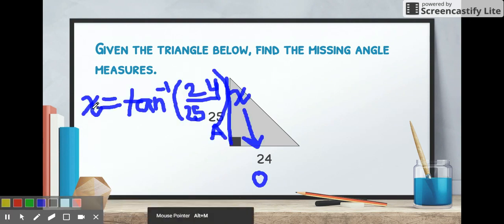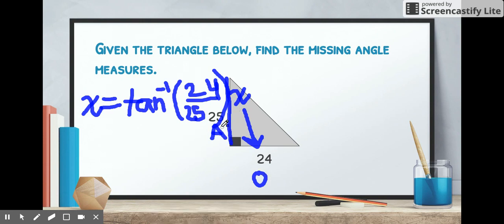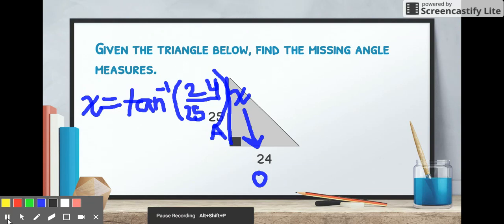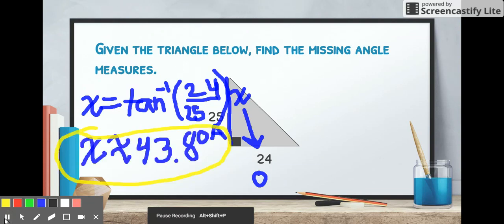All right, so I know that I'm solving for x, and I have the opposite and adjacent side lengths, so I need to use tangent. And so that's going to be x equals tan inverse of 24 over 25. Notice in this case, I skipped some steps. I didn't write tangent of x equals 24 over 25 and take the tan inverse of both sides, although you could do that. I just wanted to show you a couple different options for you to decide which way makes more sense to you. At this point, I would type in tan inverse of 24 over 25 in my calculator and solve for x. When I do this, I find that x is approximately 43.8 degrees.